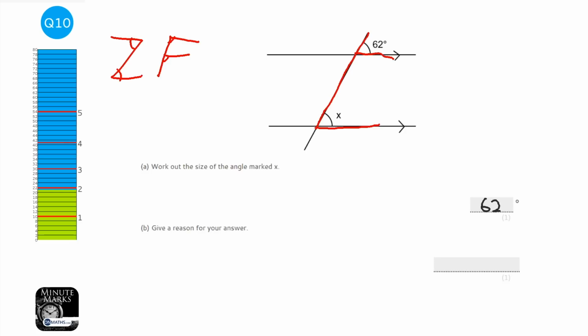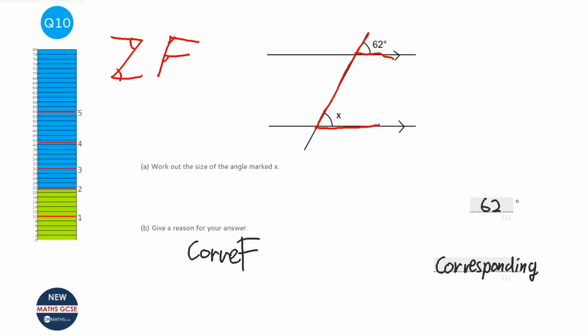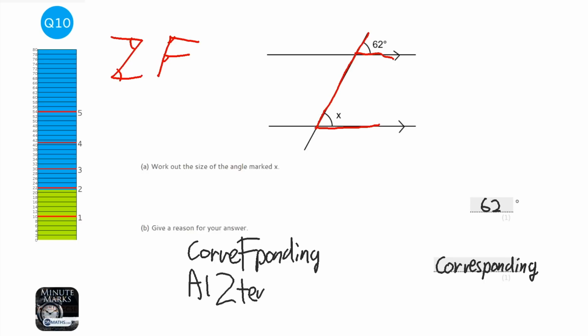Now we've got to give a reason. So the reason is corresponding. Now I always got corresponding and alternate mixed up. So I don't know whether this will help you, but I always think corresponding and alternate. Please don't spell it that way, but I just literally bung the letter into the word and I've never got them muddled up since, so that might help you.